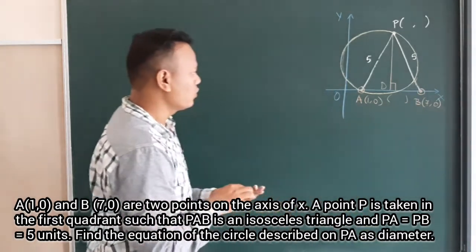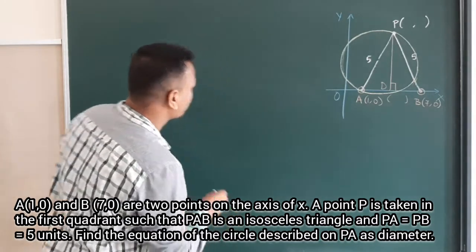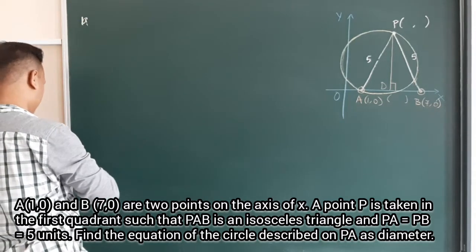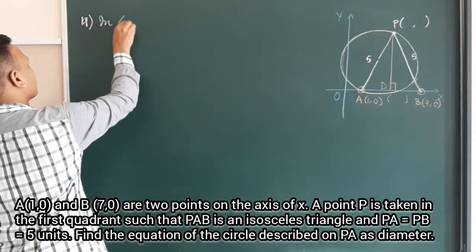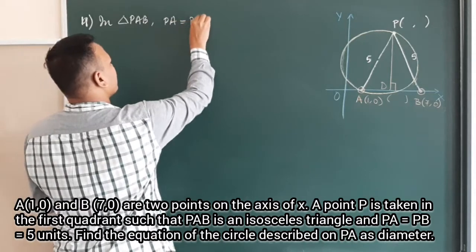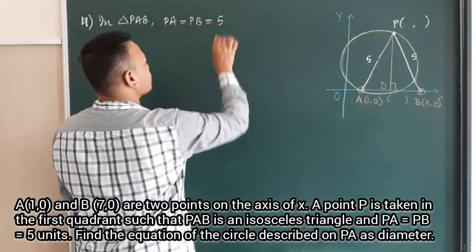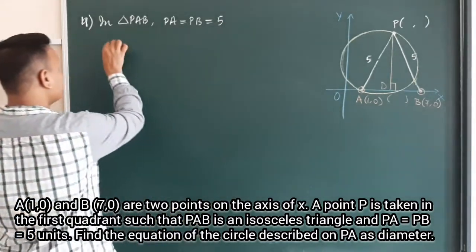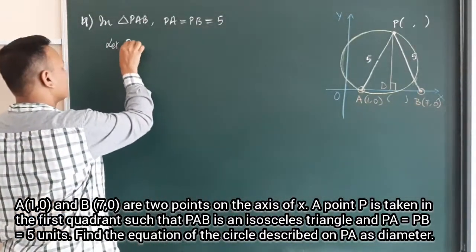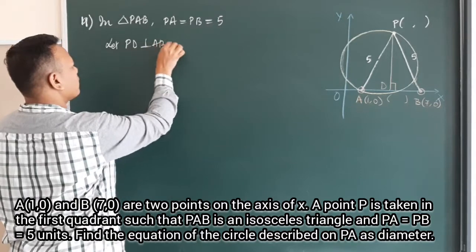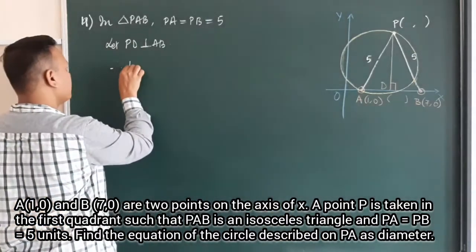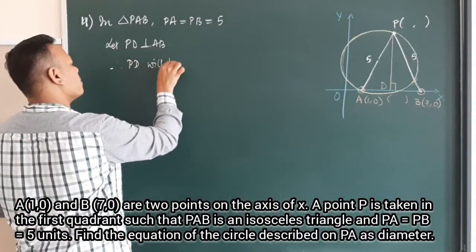Okay, so let's begin how to do this sum. This is my question number 19. The question says, in triangle PAB, PA and PB are equal to each other, and they are equal to 5 units, right? And let PD be perpendicular to AB. So as I said, this PD will bisect AB.